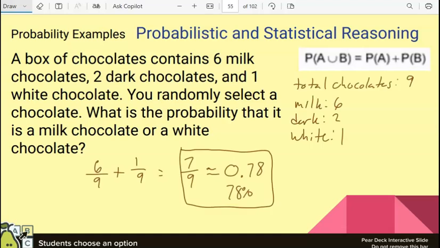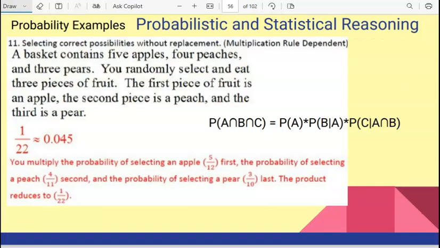The probability that the chocolate is either milk or white is about 78%. That's a 7 out of 9 chance. The total amount of chocolates is 9. There's 6 milk, 2 dark, and 1 white. This example is multiplication rule dependent.